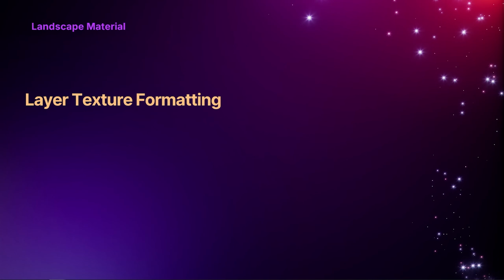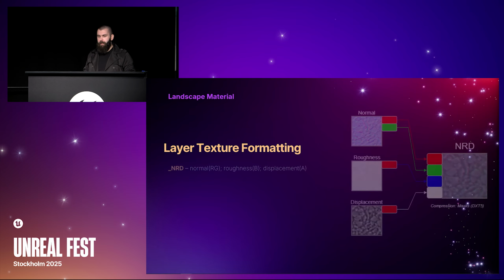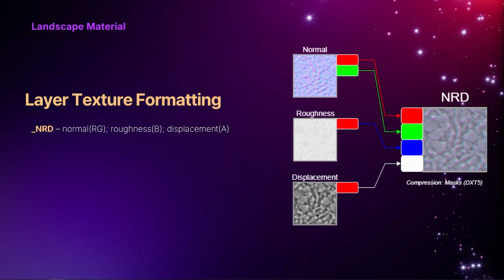But what we did to curb that was a different formatting of our textures. Because at the time, before we went to the virtual texture pipeline, we used 3 textures per layer, and we used 6 texture samples per layer. So each texture was sampled 2 times. But the new texture that we formatted, we call it NRD. So normal info goes to the RG of the texture, the roughness goes into the blue channel, and the displacement goes into the A channel. And with that, we went down from 3 textures to 2 textures per layer.